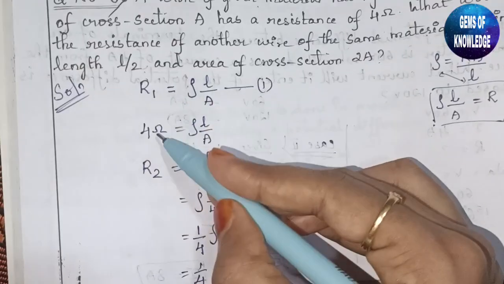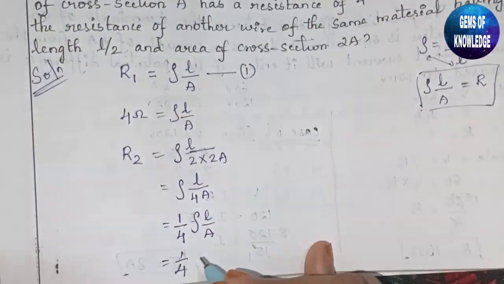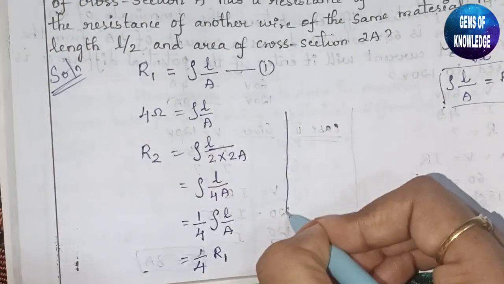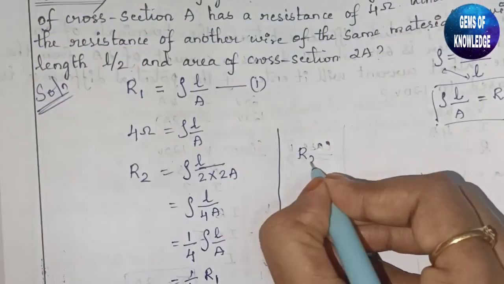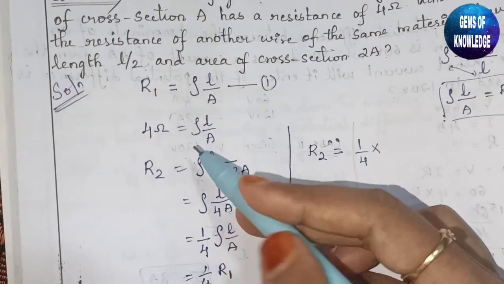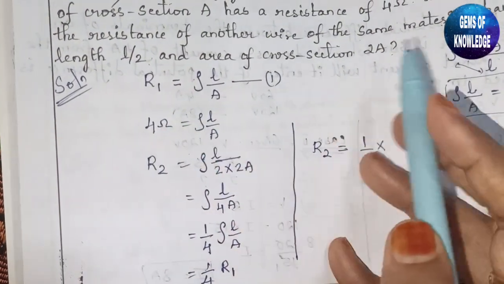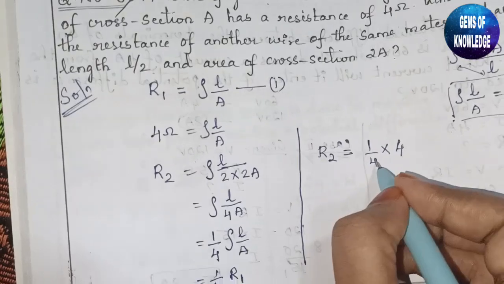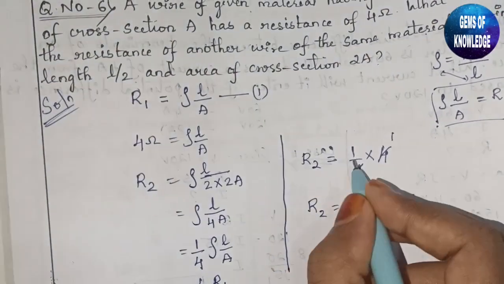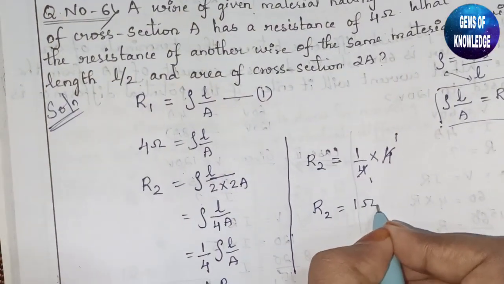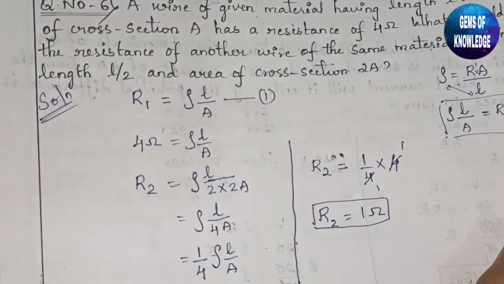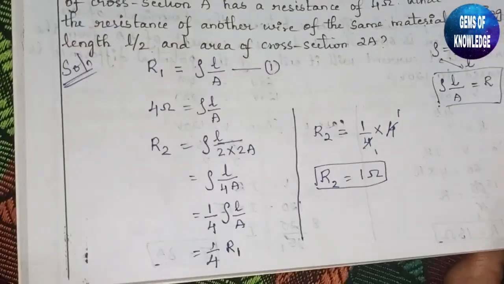Okay, but R1, what is R1? Let us substitute first. Next, R2 is equals to 1 by 4 into R1. What is R1? We are having the value of R1 is 4. So 4 ones are 4, 4 ones are 4 is cancelled. So R2 is equals to 1 into 1, that is 1 ohm. Okay. So finally the answer is R2 is equals to 1 ohm.